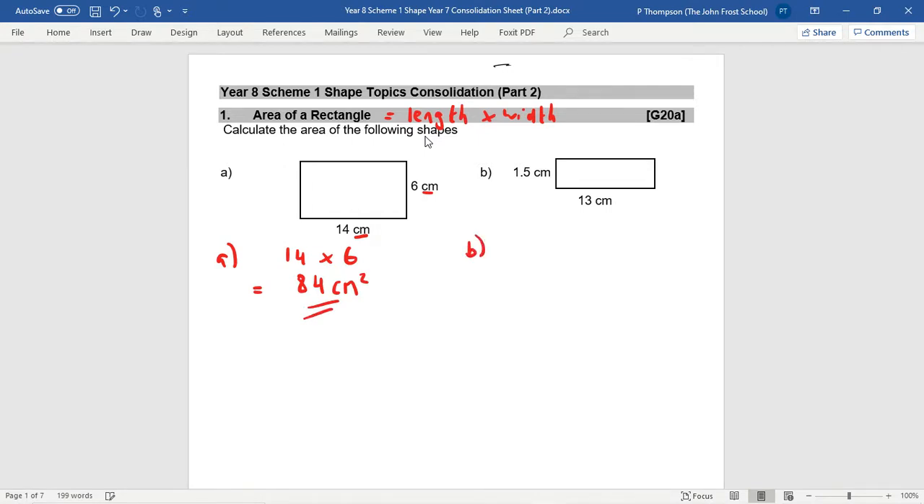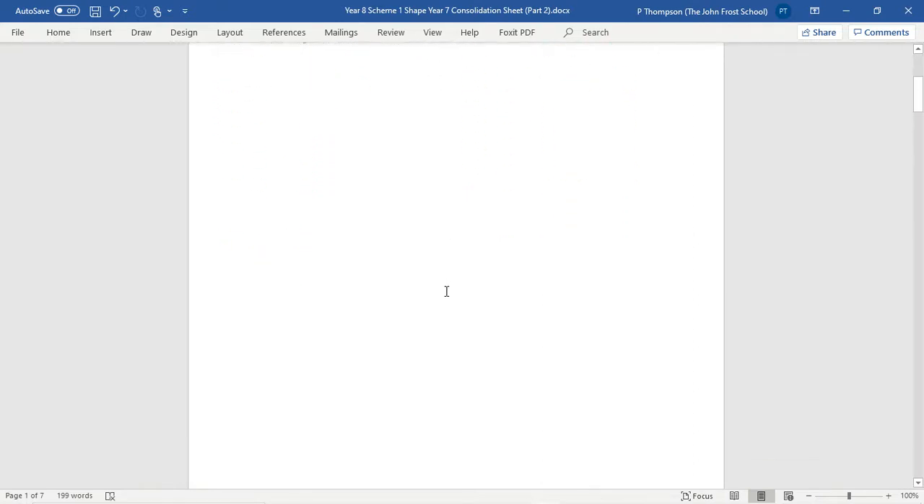And then part B, the area is going to be length times width, so 13 times 1.5. And if you do this, then you're going to get 19.5. Again, cm squares. Very easy.